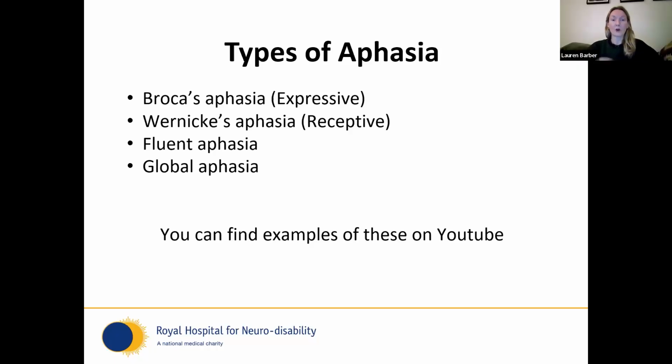And then global aphasia is the most severe type, which is when there isn't any sort of primary strength to communicate. So it means that they really are without their language, and all care needs to be done in their best interests. You really need to interpret what they might need because they're not able to tell you. And then you can look up all of these examples as well on YouTube for a bit more information.